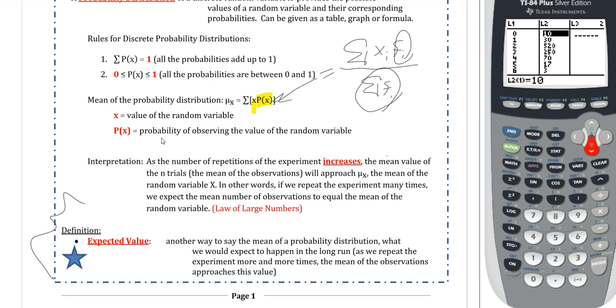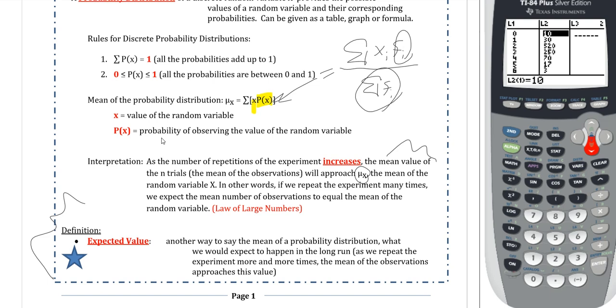Lastly, there's this note, just remember that the law of large numbers exists. As the number of repetitions of an experiment increases, the mean value of n trials approaches the population mean. That's what mu sub x means. Therefore, if we find the expected value, which is what we expect to happen in the short term, we can then extrapolate that to what's going to happen in the long term.